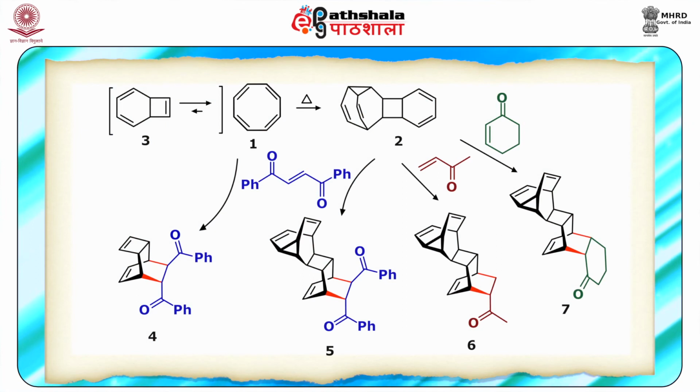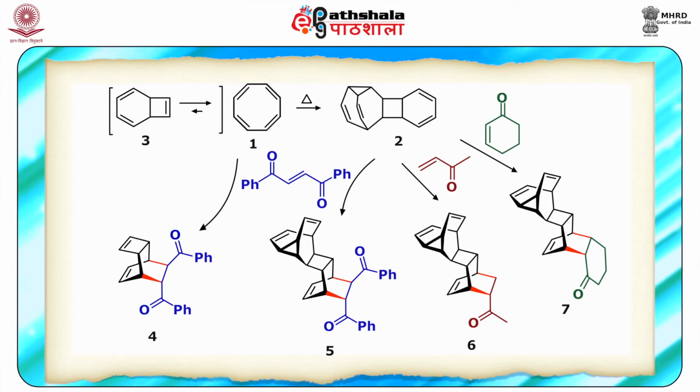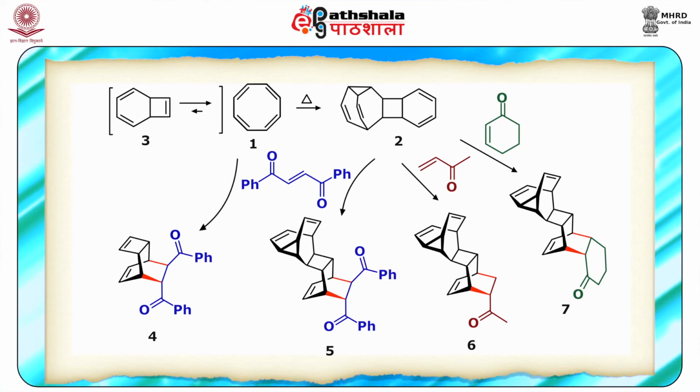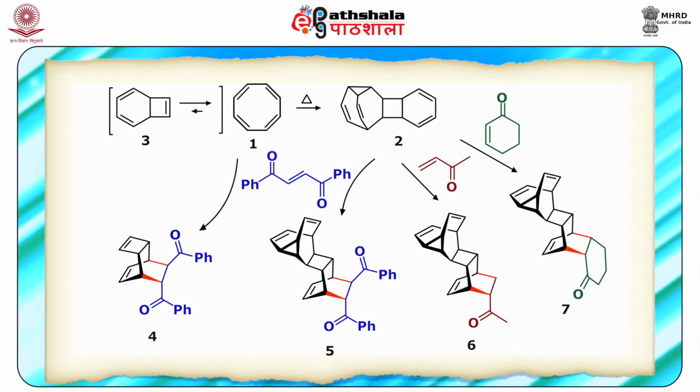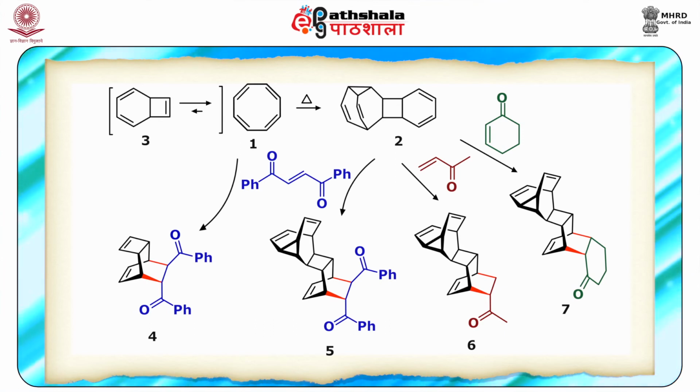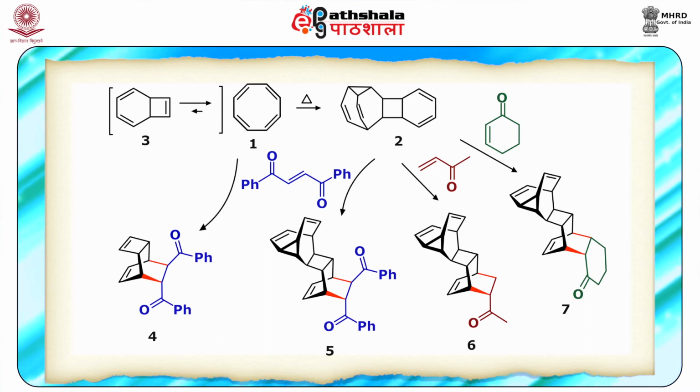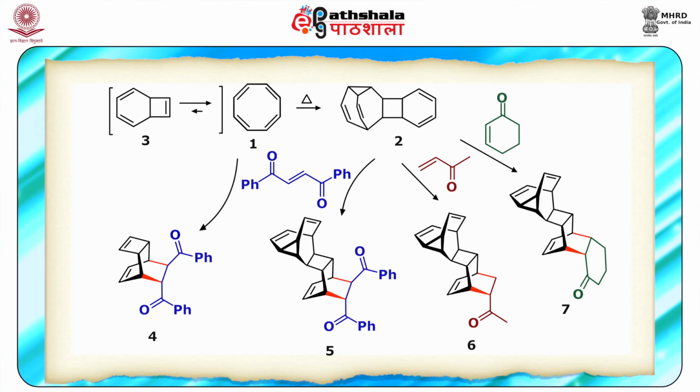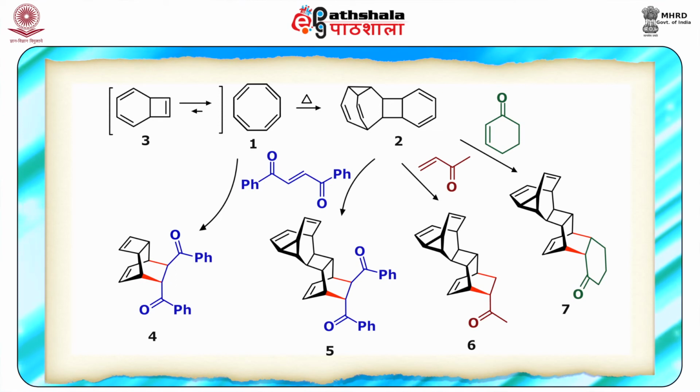Next, in another set of reactions, cyclooctatetraene, structure number 1, undergoes dimerization to give structure number 2 as the major product. In a recent study, the fluxional nature of the dimer of cyclooctatetraene 2 with unsaturated ketones in a Diels-Alder reaction was examined. The compound 2 can act as a reactive diene in Diels-Alder cycloadditions.